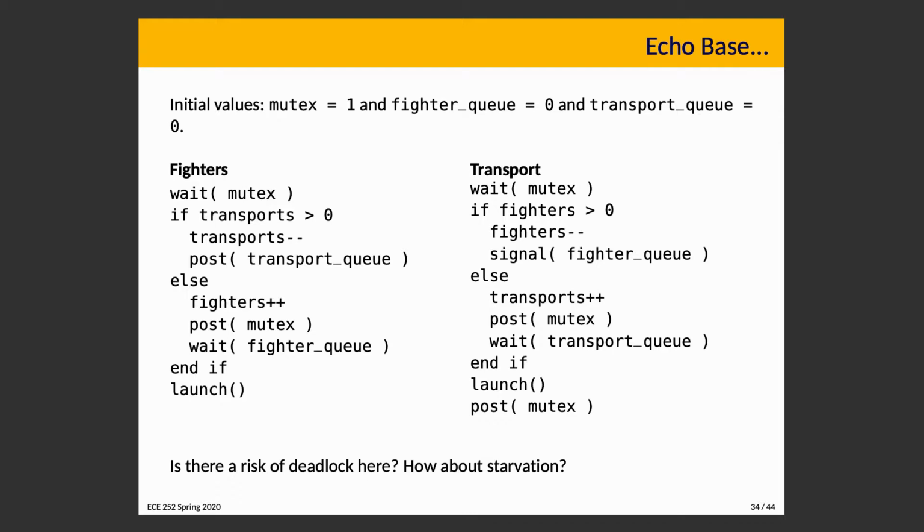And if we look at the transport code, okay, wait on the mutex. If fighters is greater than 0, decrement the count of fighters, signal on the fighter queue, and then just skip over the else block, launch, and then post on mutex when we're done. If fighters are not ready, increment transports, post on mutex, and get into the transport queue. Okay, so there is, of course, some possibility that we don't feel comfortable with the unconditional post on mutex.